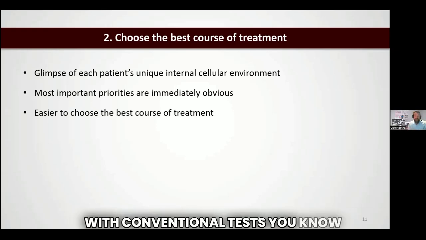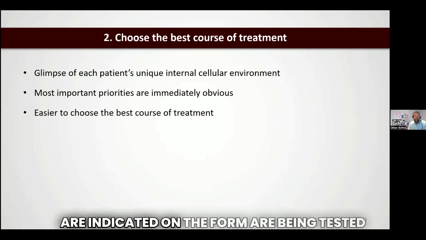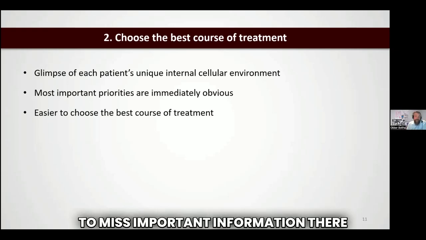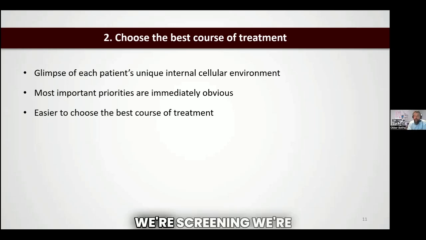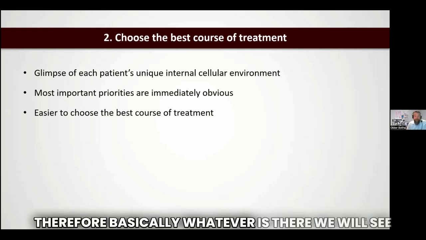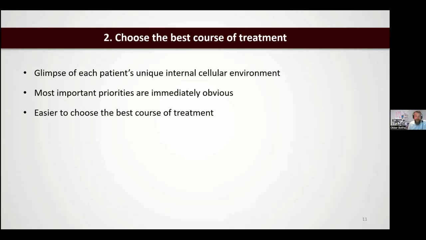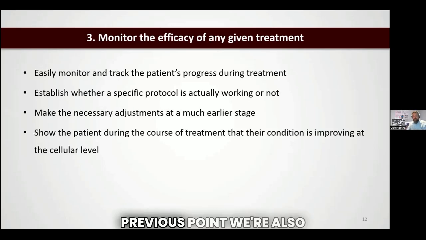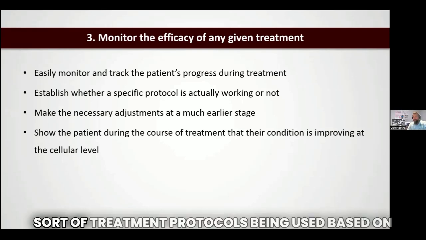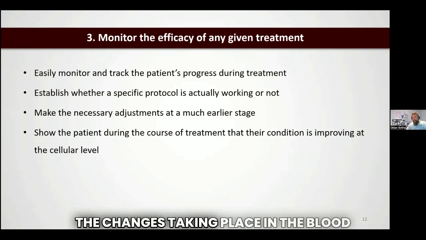With conventional tests, only the things that are indicated on the form are being tested. So there is the possibility to miss important information there. With live blood analysis, we're screening, we're looking at the appearance of the sample, and therefore basically whatever is there, we will see. Somewhat related to the previous point, we're also then able to monitor the efficacy of the sort of treatment protocols being used based on the changes taking place in the blood.